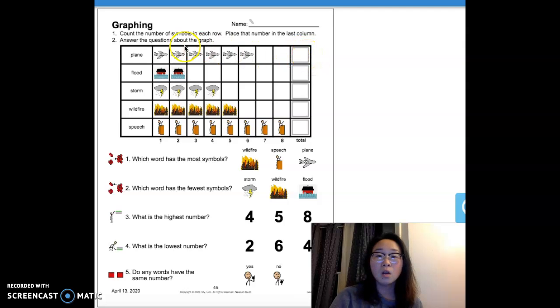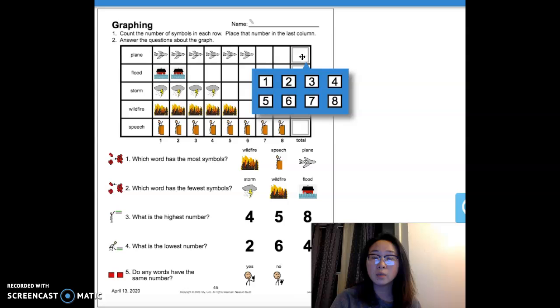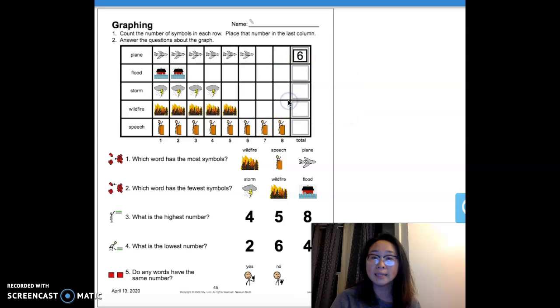The first symbols are planes. Planes. We have 1, 2, 3, 4, 5, 6. 6 planes. So we're going to put the number 6.